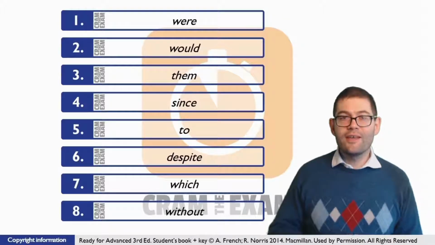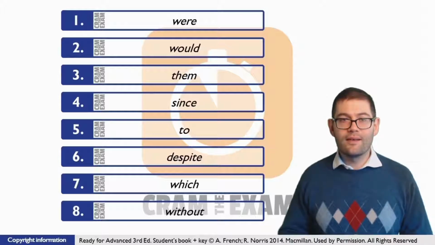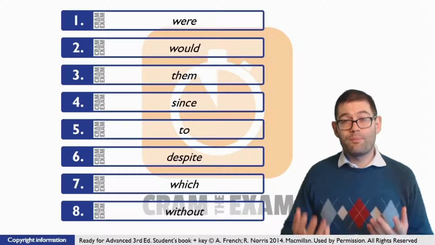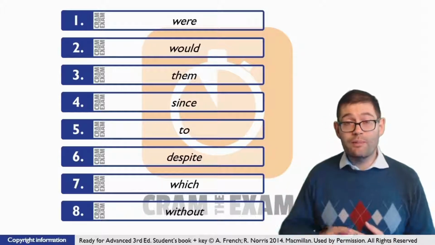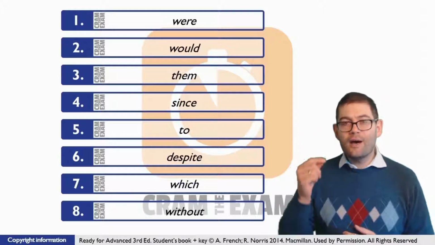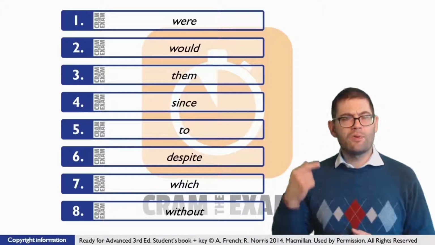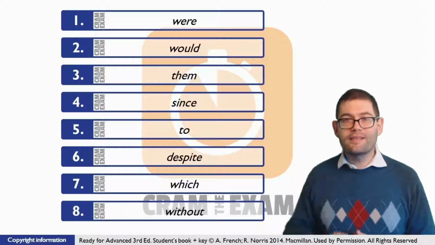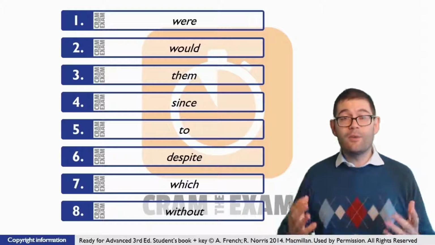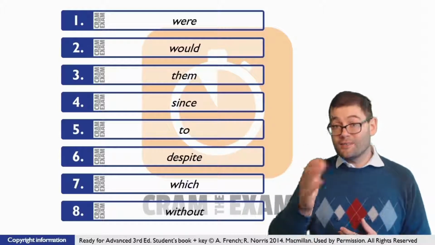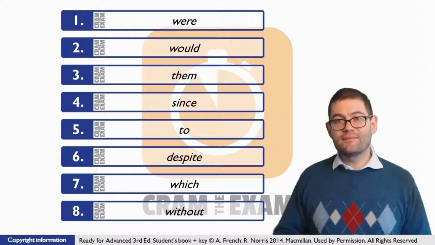For question number 2, you've got to have a look at the context, and by looking at the context it should start to ring some grammar bells in your head. The context is that we're talking about past habits, and if we're talking about past habits, then in your mind you should start to recall, how do we talk about past habits? And one of the things that you should remember is that we need the modal verb would, and that's why would is the answer in this case.